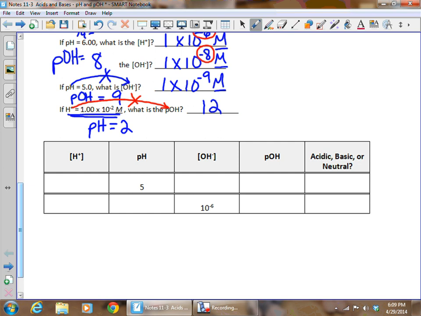So we can use those little equations and manipulate this so that if we know only one thing about our solution, or one measurement about our solution, we can figure out the rest. Now the one thing that I think needs to be added in, anytime you have a concentration, you should have molarity after it. So I would add that in.